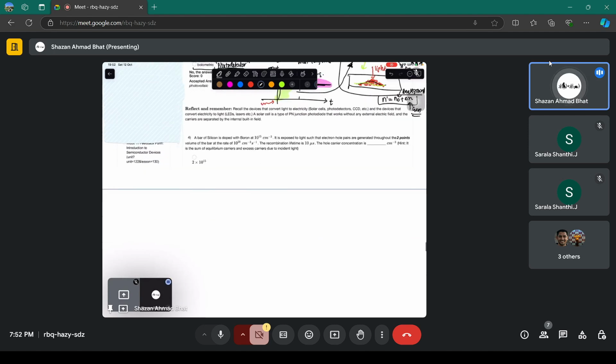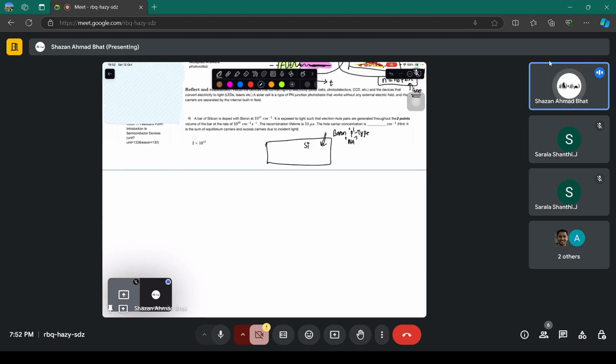The next question is again, a bar of silicon is doped with boron. You have a bar of silicon, and it's doped with boron. And what type of impurity is boron? I guess it is p-type impurity. So it's doped with p-type. That means it's Na, acceptor type impurity.